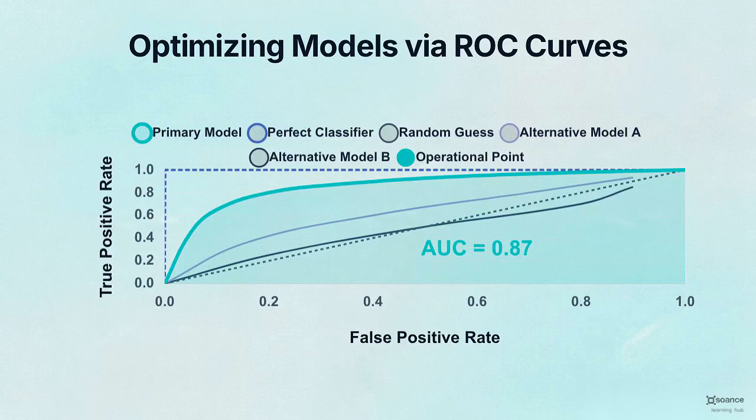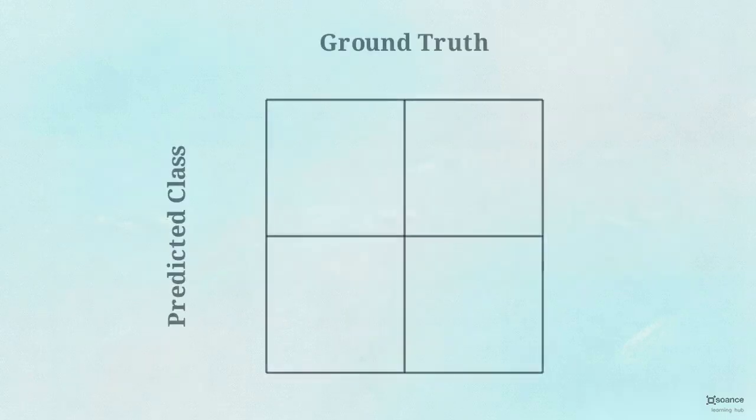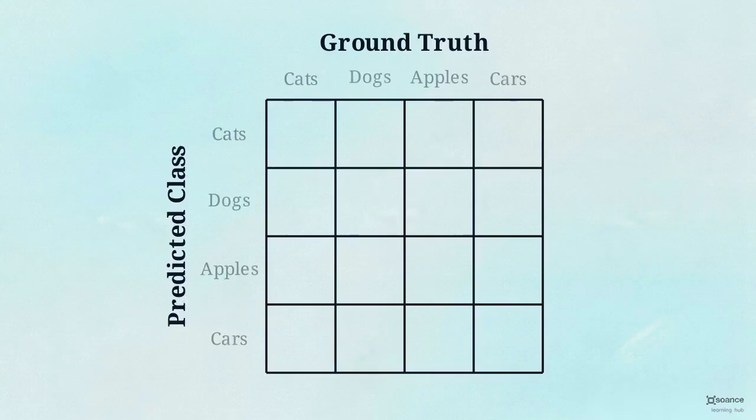The AUC is an excellent overall grade for comparing different models. However, to actually deploy a model to the real world, you still have to pick a single operational point on that curve based on your acceptable level of risk. Real-world applications move into multi-class territory, where models must categorize thousands of different objects.